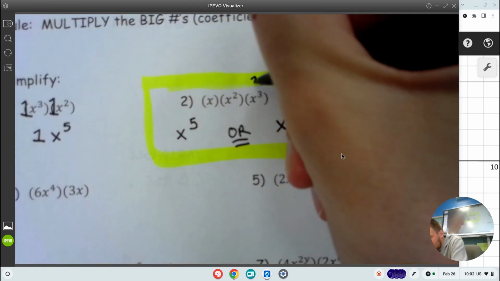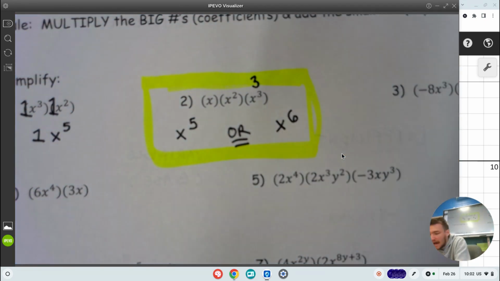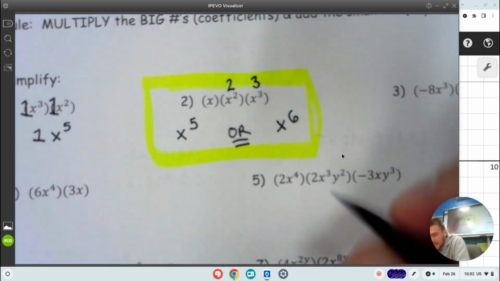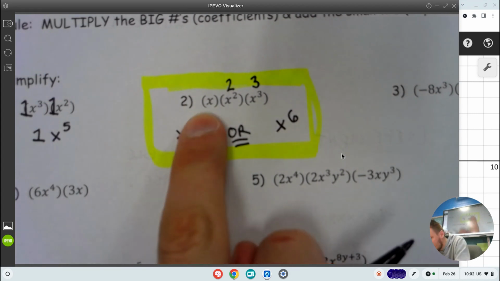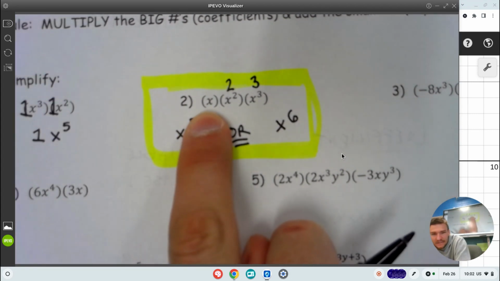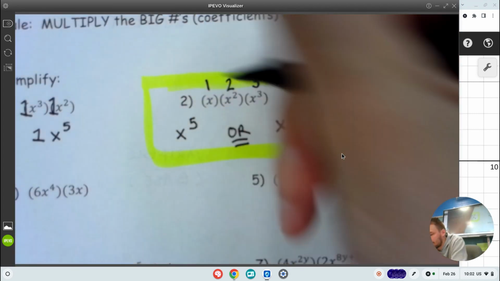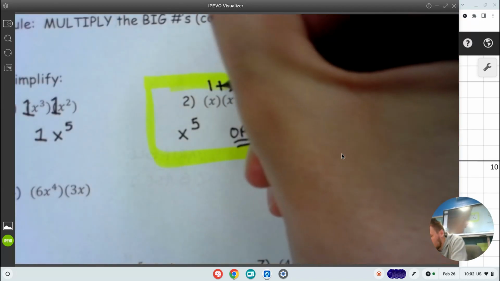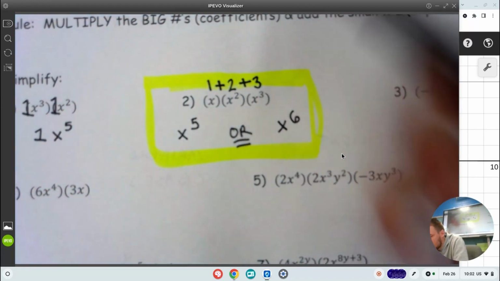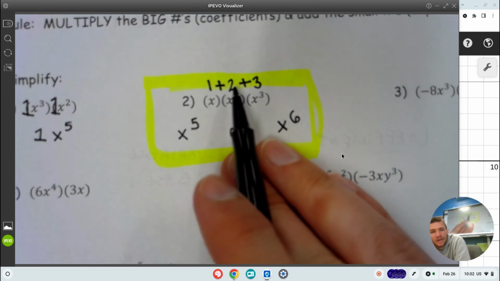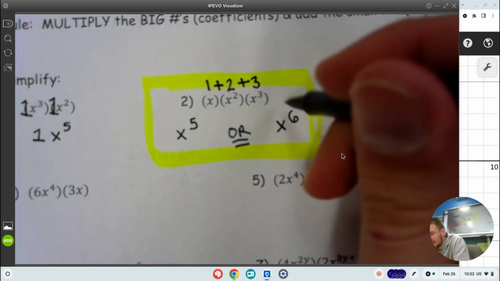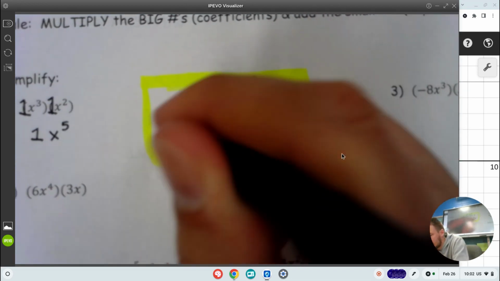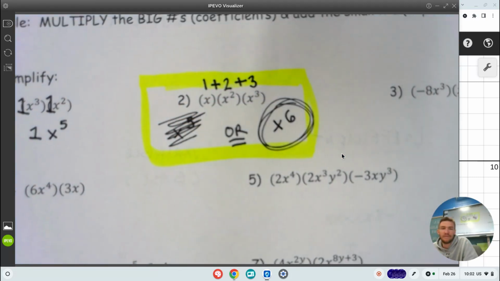Obviously, we have 3 right here. And obviously, we have 2 right here. And how many do we have in this first parentheses? Just 1. And so what's 1 plus 2 plus 3? Well, 1 plus 2 is 3. 3 plus 3 is 6. So we're going with x power 6, not x power 5.